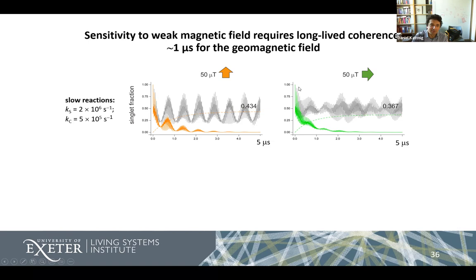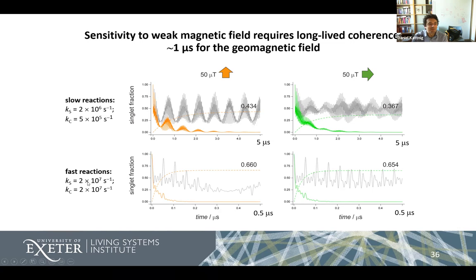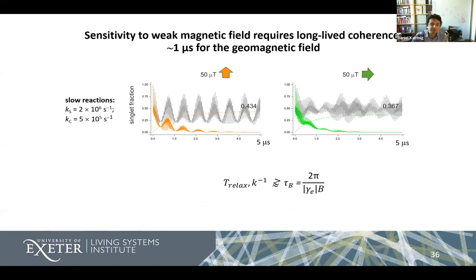If, however, I would turn up the rate constants, if I would assume faster reactions, well, then eventually no difference in these reaction yields would ensue because I haven't allowed the system enough time to pick up the weak geomagnetic field. In other terms, what is required is that these radical pair spin dynamics are sufficiently long-lived in order to show sensitivity to a particular magnetic field.